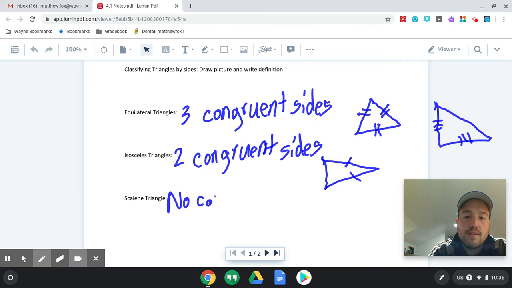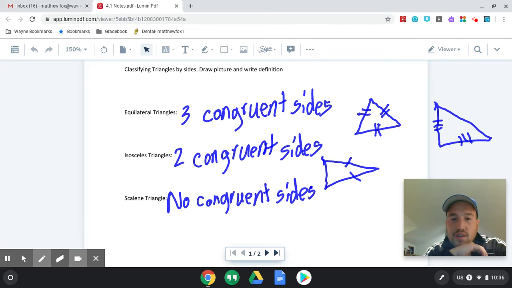Some of you might have been tempted to say one congruent side, which does follow the pattern, but it doesn't really make sense because in order for something to be congruent, it means that they're the same. So if there's one congruent side, of course each side is the same as itself. So no congruent sides. Example of that.